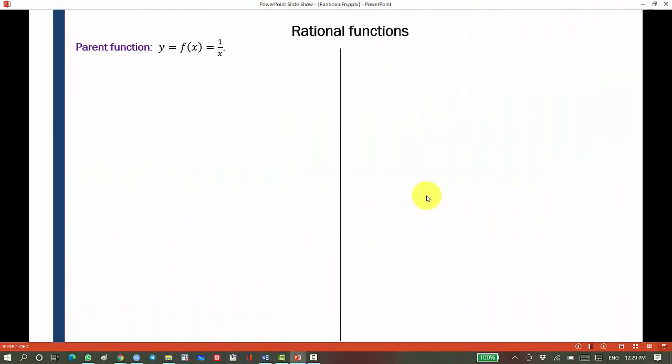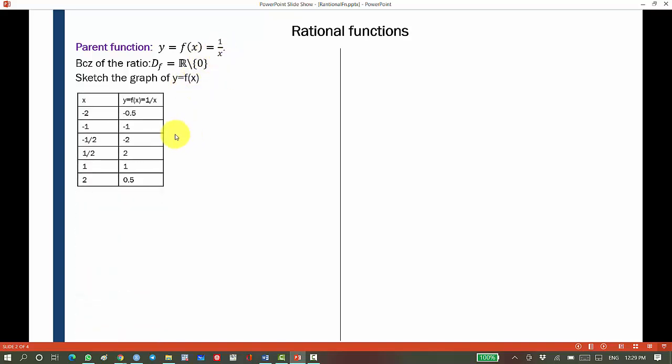The parent function for the family of rational functions is y equals f of x equals 1 over x. Because of the ratio, the domain is all real numbers without zero, because division by zero is not defined. Let's start our journey of rational functions by sketching the graph of y equals f of x equals 1 over x, due to the fact that we cannot use 0.